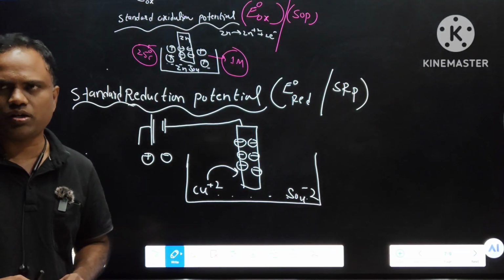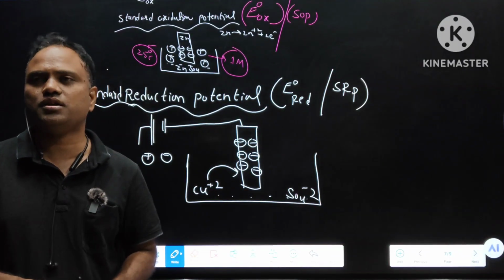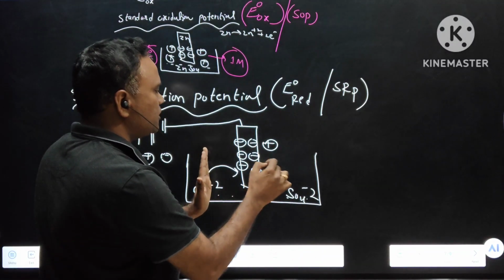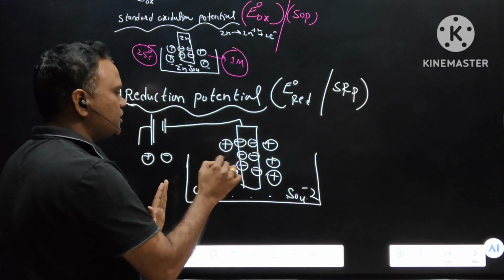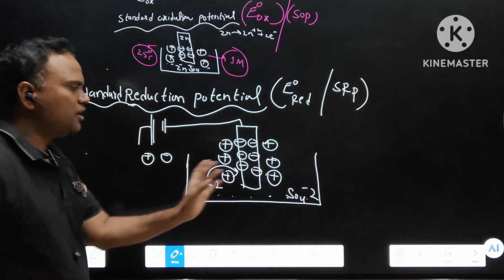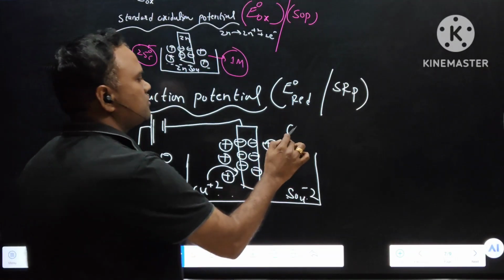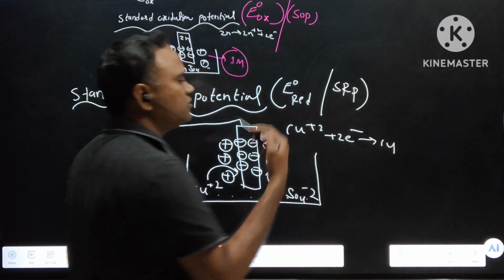Copper ions reach the rod, because on the rod negative charge is there, electrons are there. So all positive ions accumulate or reach near that negative charge. Again positive, negative. Is there a difference or not? Clear? Cu2+ plus 2 electrons gives rise to Cu. This is reduction.